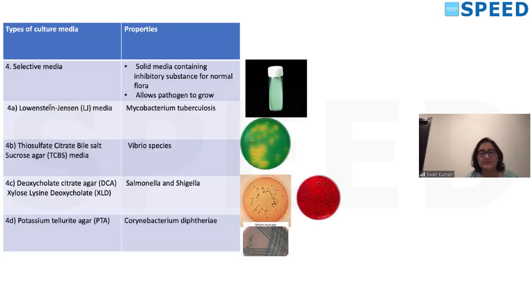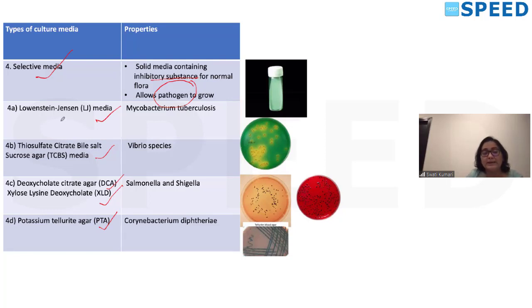Now coming to selective media, the name indicates, right? It selects something, it inhibits something, okay? So they will have some inhibitory substance which will allow only pathogen to grow, normal flora to get inhibited. So you have algae media, you have TCBS, you have deoxycholate citrate agar, XLD, that is xylose lysine deoxycholate, you have PTA, potassium tellurite agar.